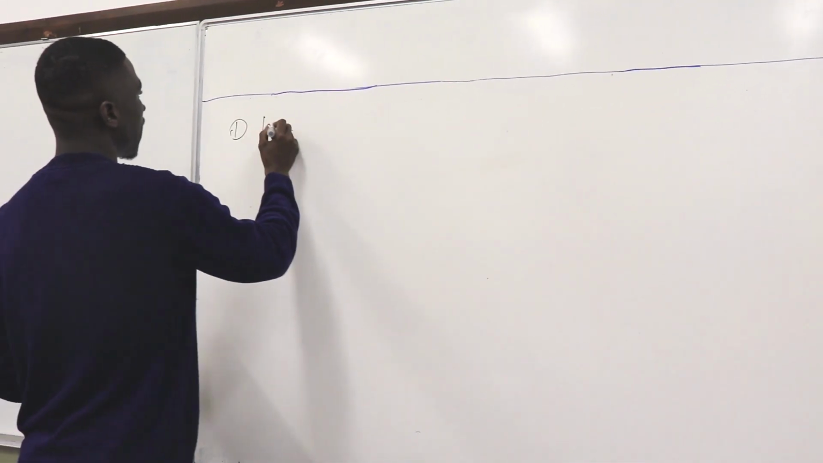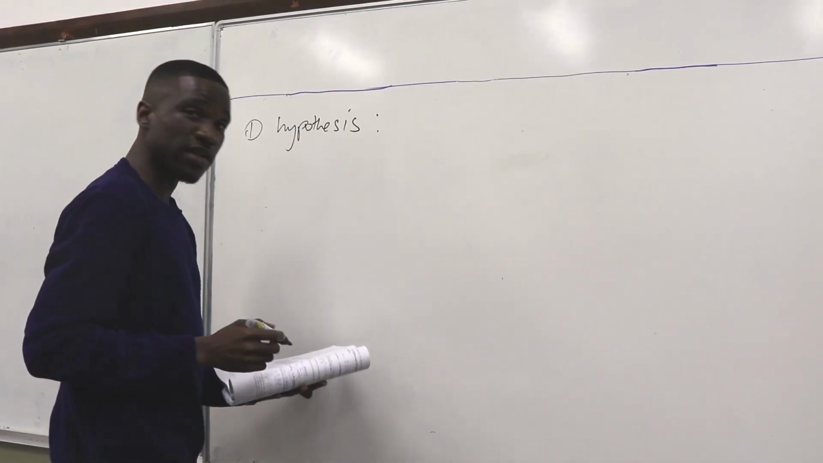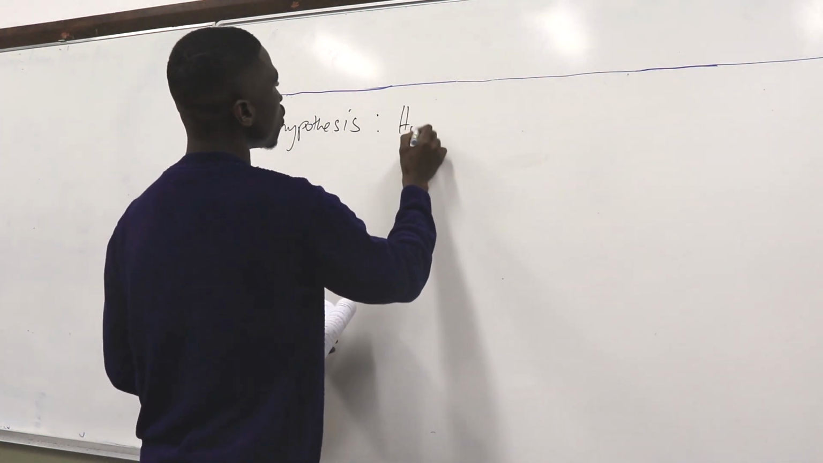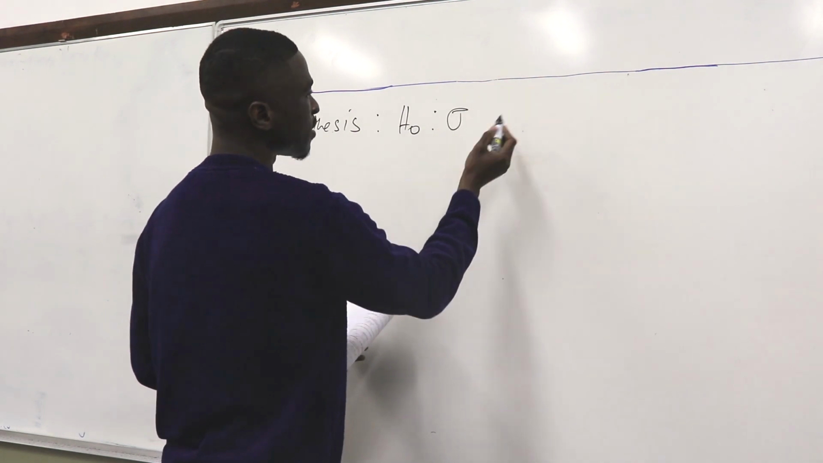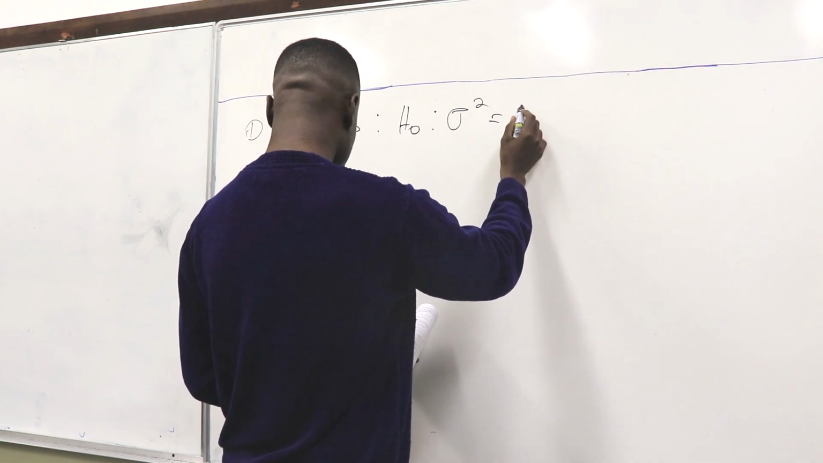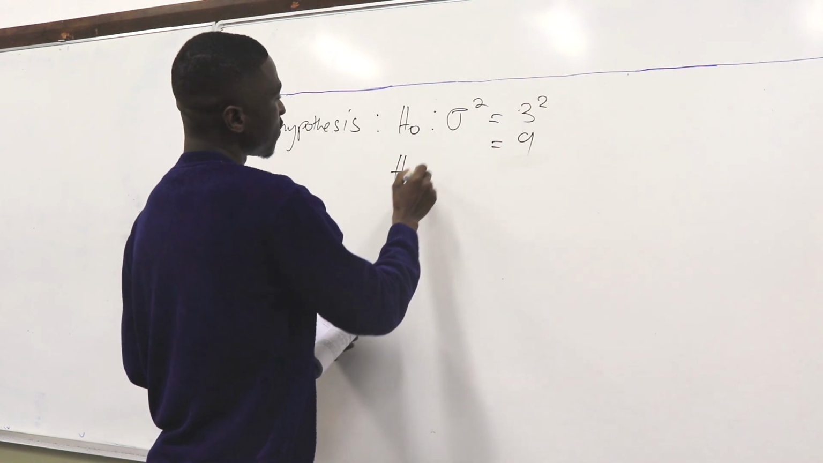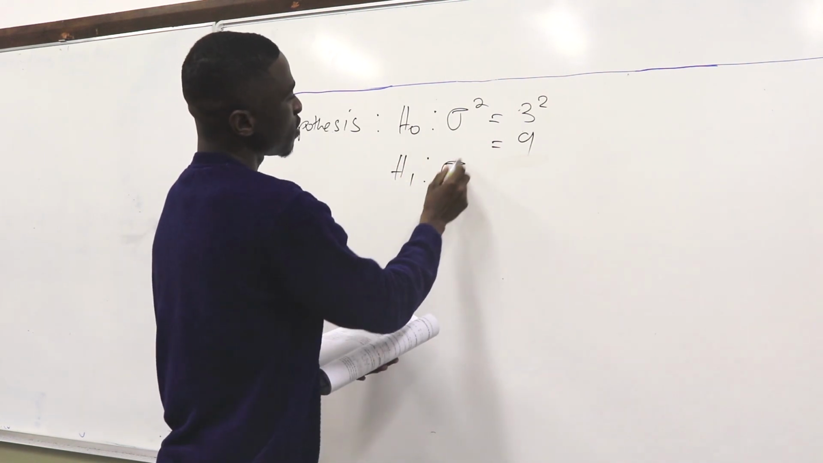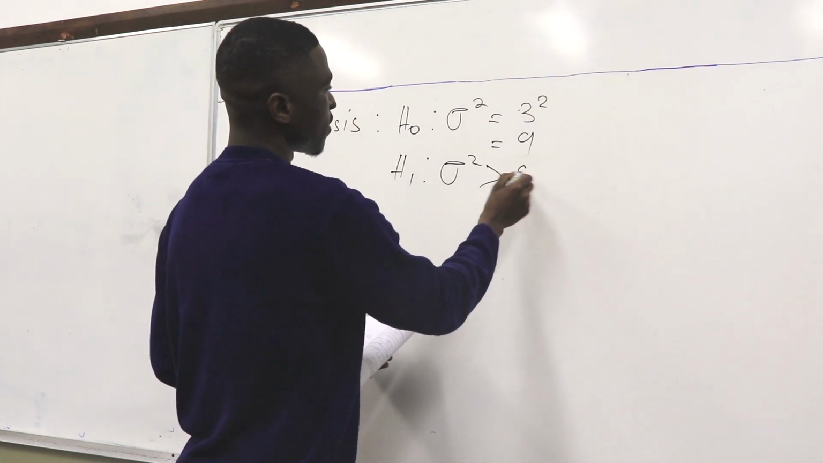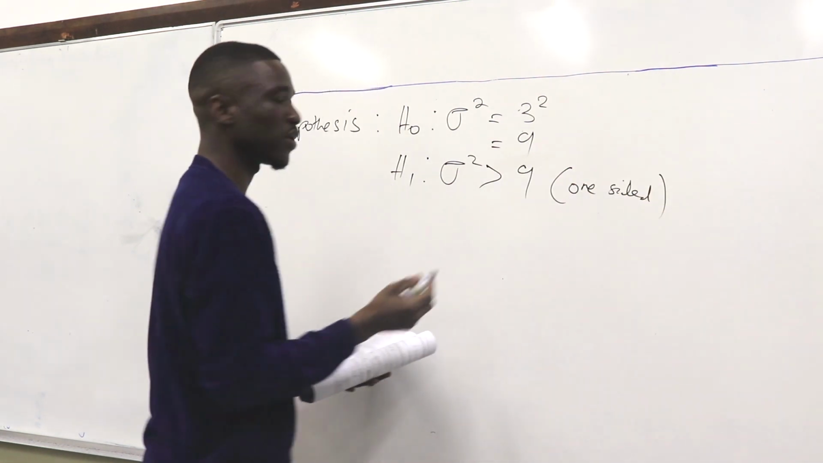is our hypothesis, where, if you paid enough attention, the data is clearly given. We know that H naught is given, and since it's variance, we're going to square the standard deviation we are given, which is 3 squared, and it's going to be 9. And our alternative is going to be, since they said it's more than, one-sided. So this is our step one.